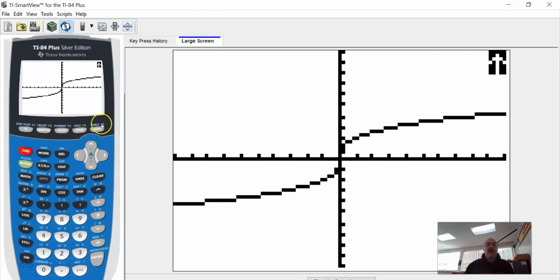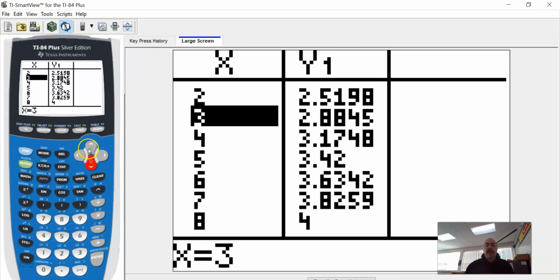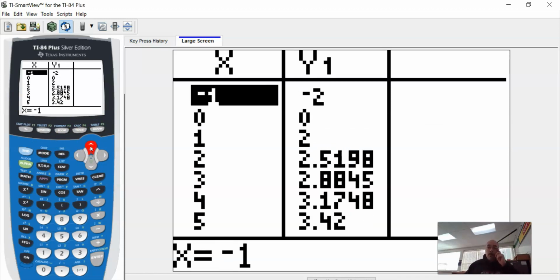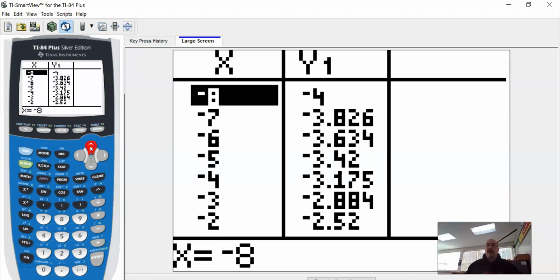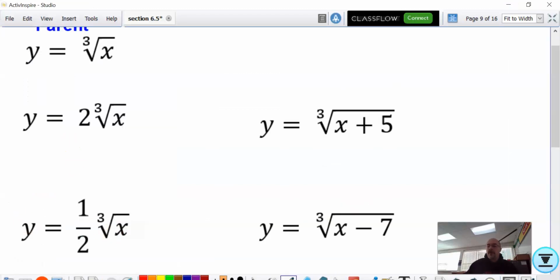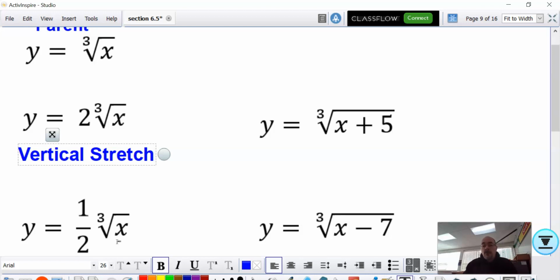If you want to graph it, again, go to the table and look for some dots that will fit. Looks like 8, 4 would fit. 1, 2 would fit, 0, 0, -1, -2, and then -8, -4 would also fit. So what did that 2 in front do? This is just like the square roots in the last video, folks. This is going to be a vertical stretch. The domain and range are all real numbers.